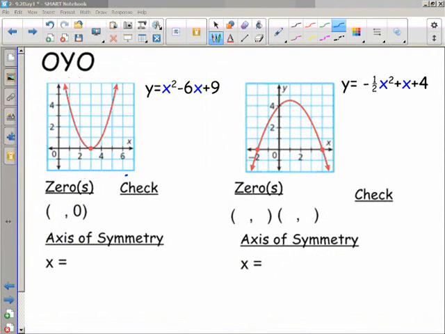And now you're ready for the on your own. Here's some graphs. Estimate what you think the zeros are, the x value. Plug it in and see if you get y to equal 0.